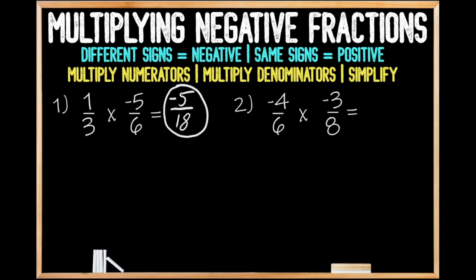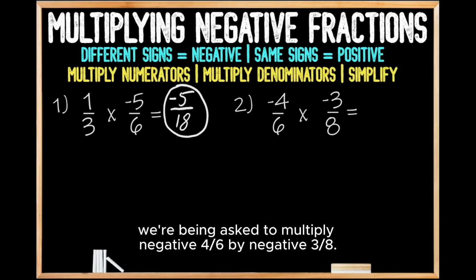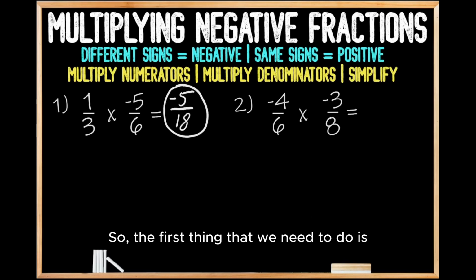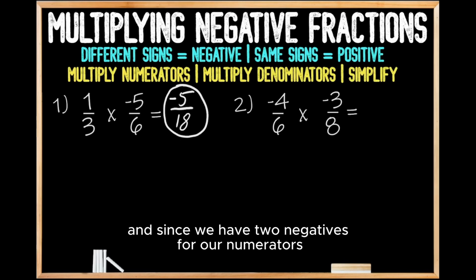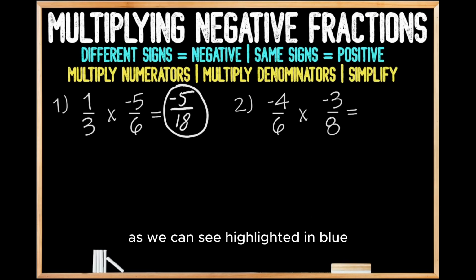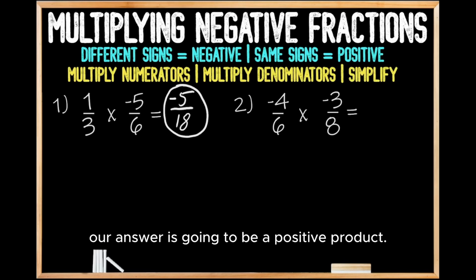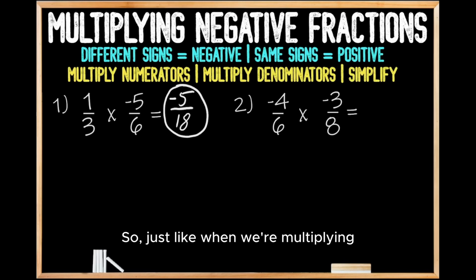5/18. Now moving on to question number 2, where this time we're being asked to multiply negative 4/6 by negative 3/8. So the first thing that we need to do is we're going to multiply our numerators here. And since we have two negatives for our numerators, as we can see highlighted in blue, since we're multiplying the same signs, our answer is going to be a positive product. So just like when we're multiplying two negative integers, our answer is going to be a positive.